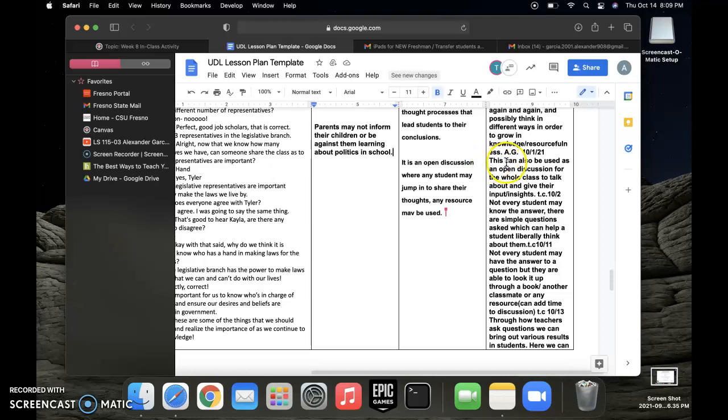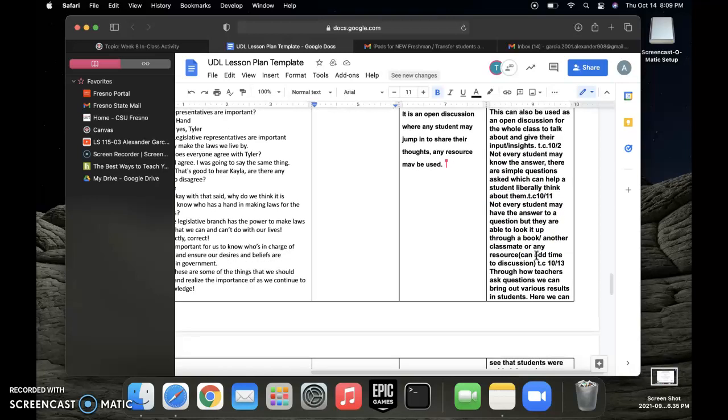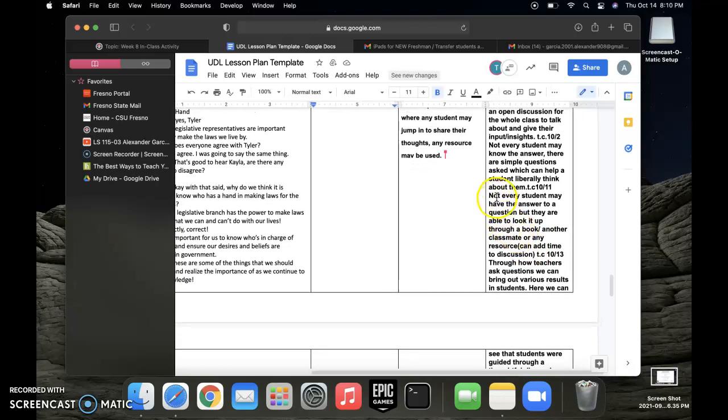She states, this can also be used as an open discussion for the whole class to talk about and give their input, insights. And then she also put, not every student may know the answer. There are simple questions asked which can help a student liberally think about them. And these are some of the things that we discussed together. One last one from her is, not every student may have the answer to a question, but they are able to look up through a book or another classmate or another resource.